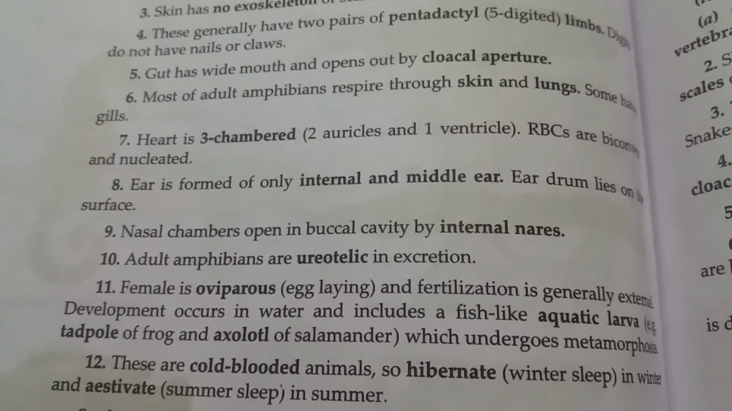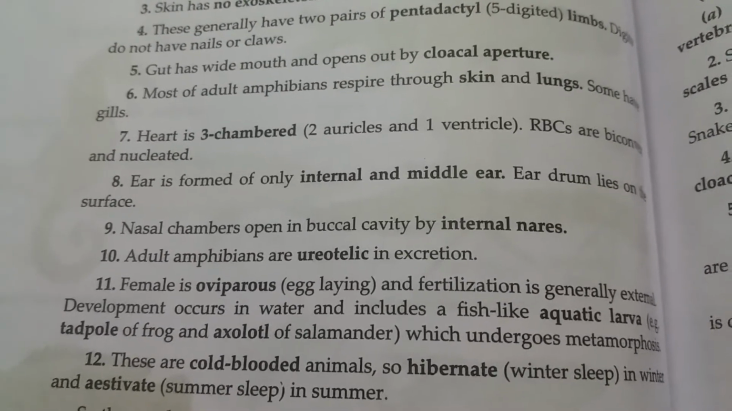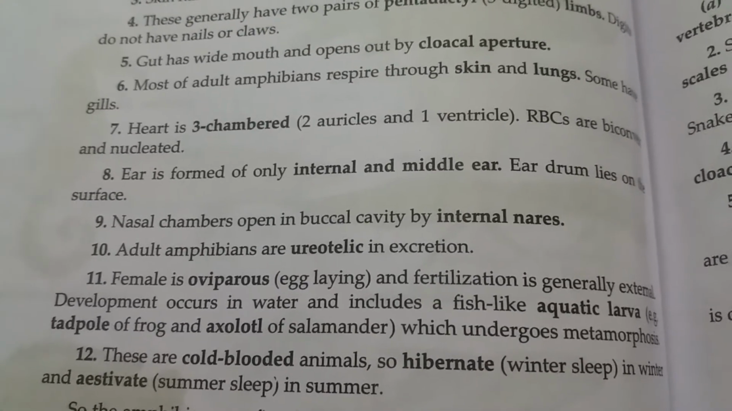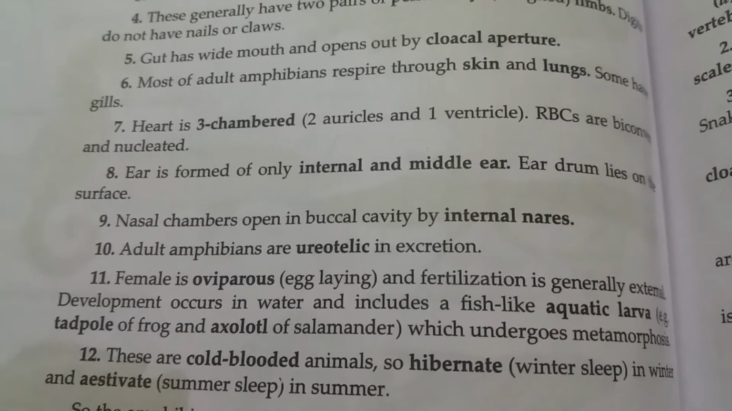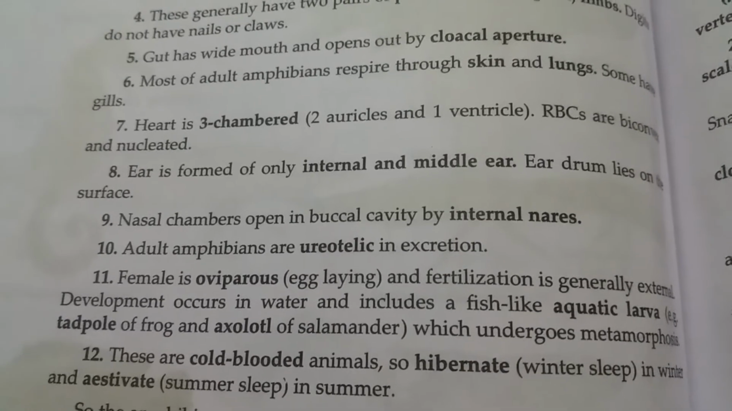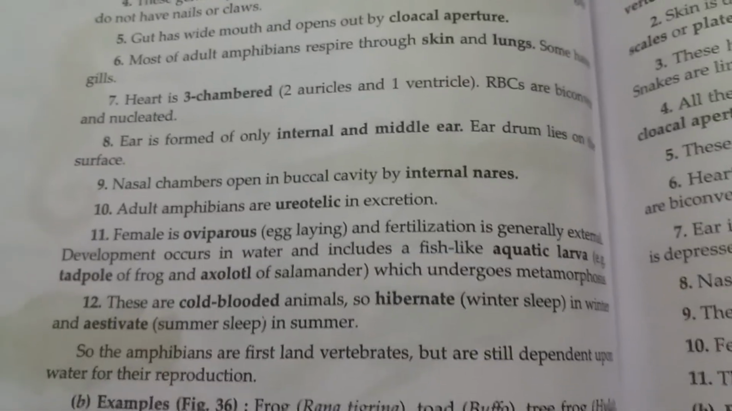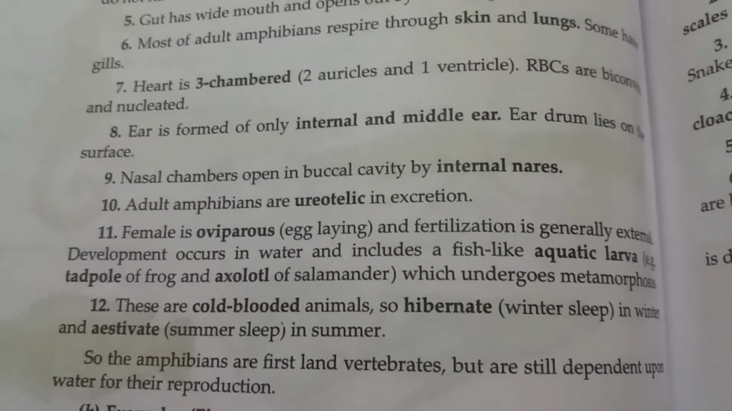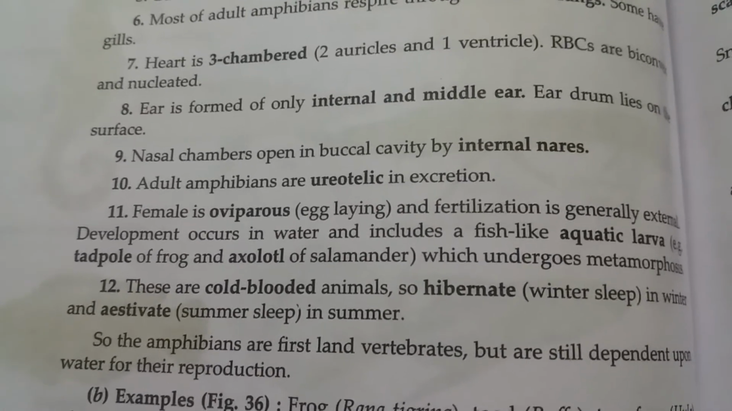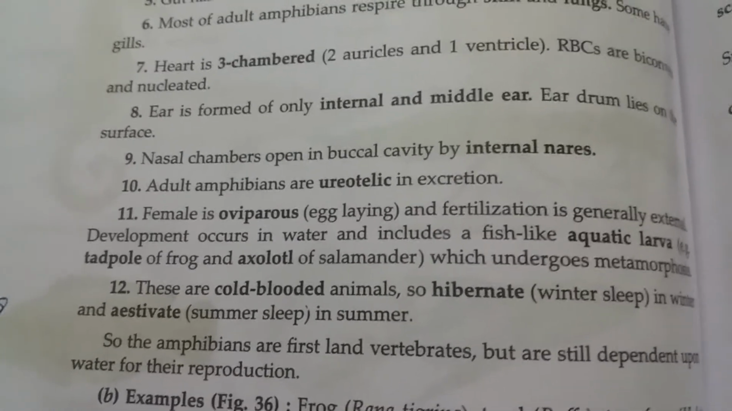These are cold-blooded animals, so they hibernate, winter sleep in winter and estivate in summers. We all know that these are cold-blooded. Example of frog: in summer they hide themselves, and in winters they hide themselves. So amphibians are the first land vertebrates but are still dependent upon water for their reproduction, because these are amphibians, so they complete their life cycle in water.